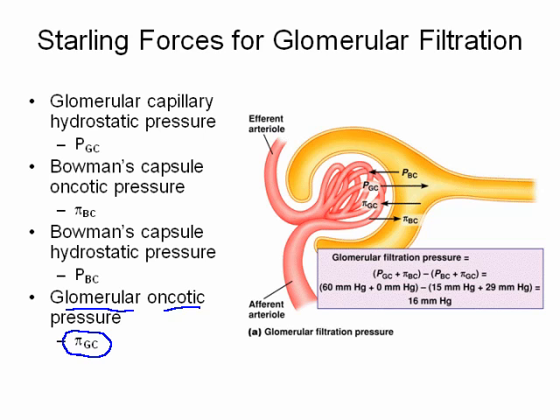So the glomerular capillary oncotic pressure is shown here, and of course because this is protein, remember water tends to flow toward where protein is most highly concentrated. So the glomerular oncotic pressure is actually a force pulling water back into the glomerular capillary from the space in Bowman's capsule.